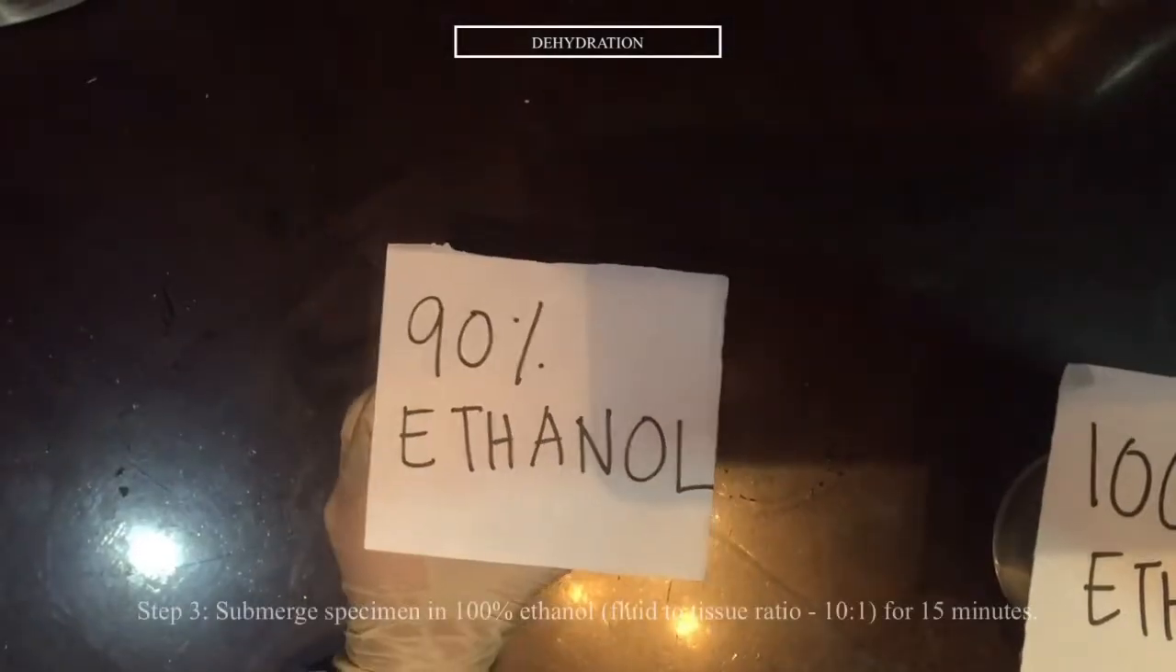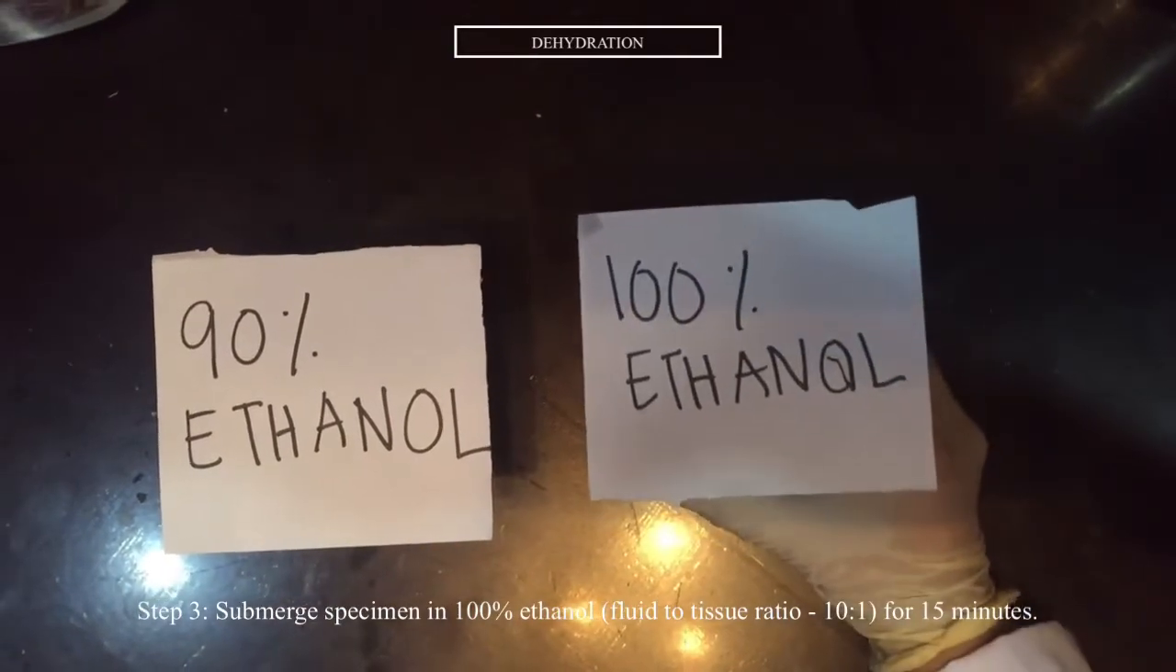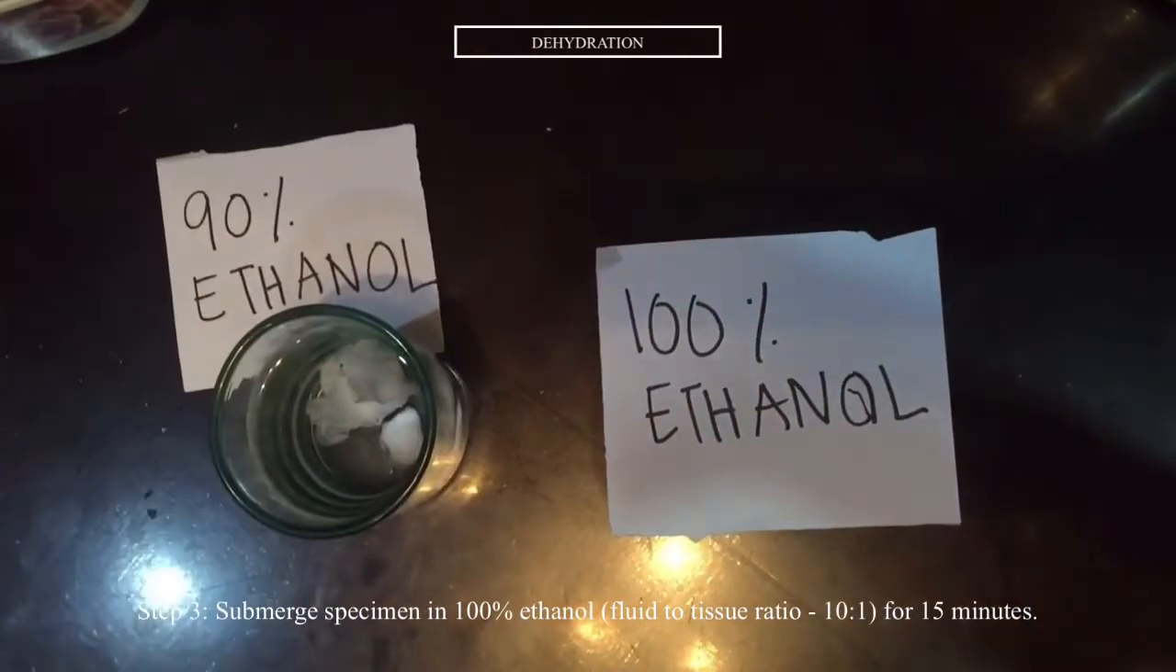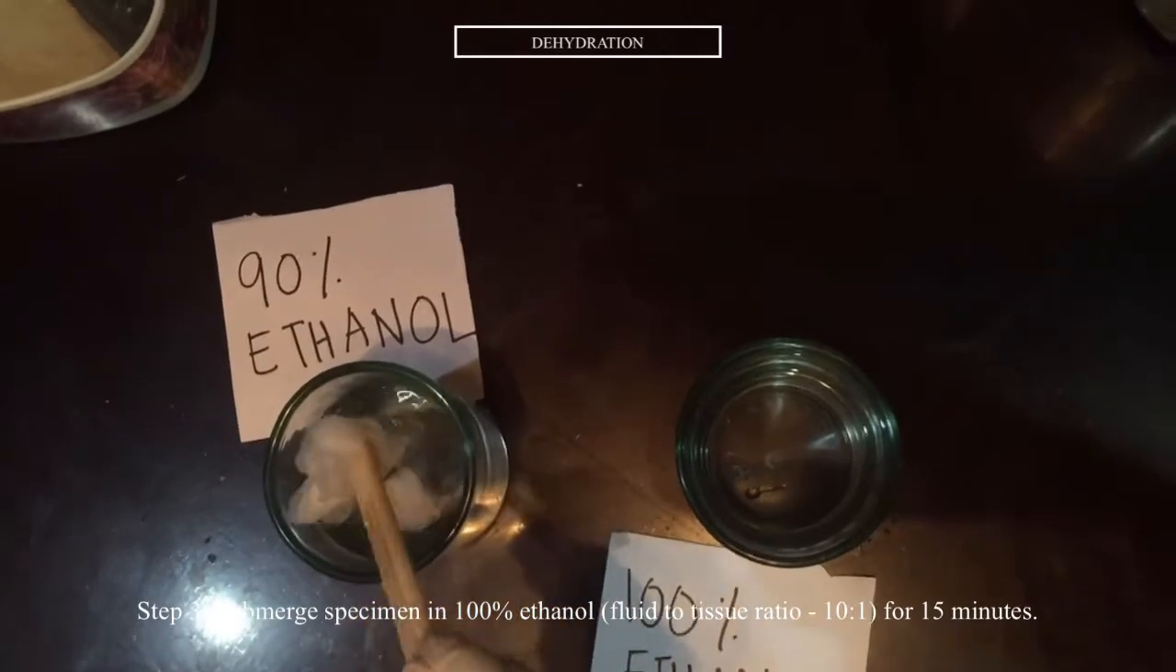So for our third step, we are going to submerge it in our first change of absolute ethanol. So we're going to submerge it in 100% ethanol for another 15 minutes.